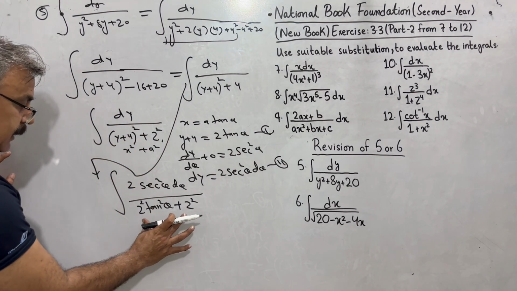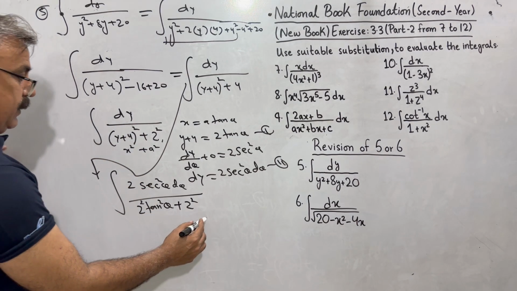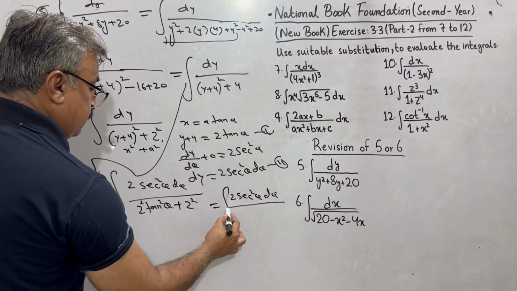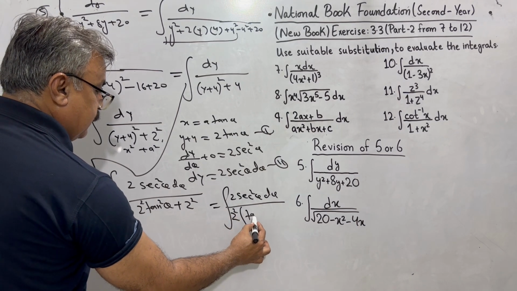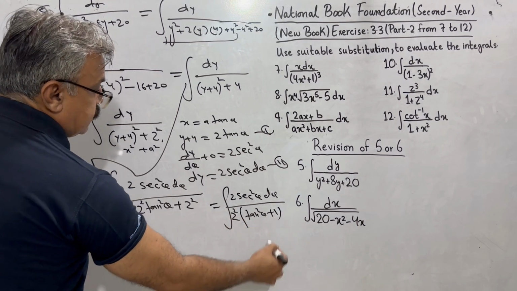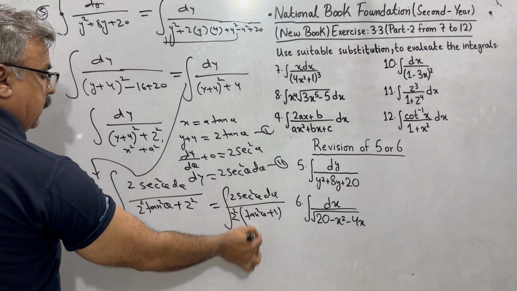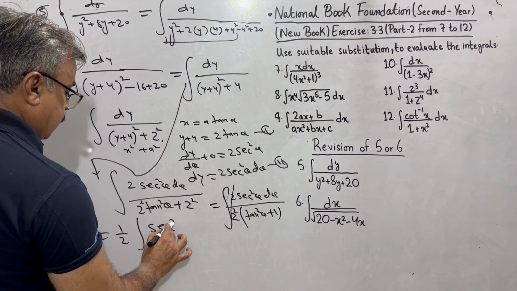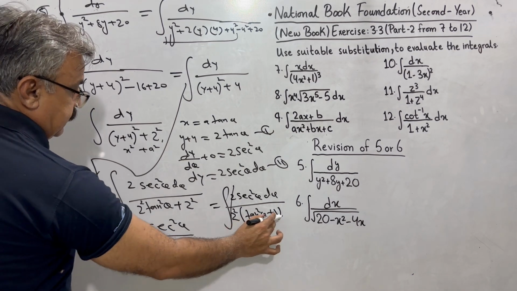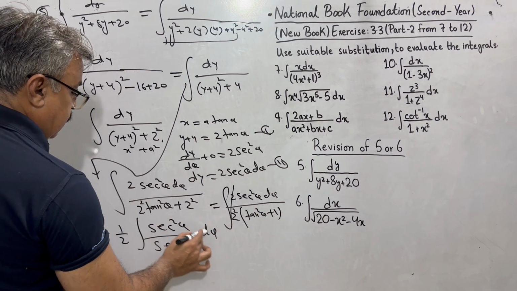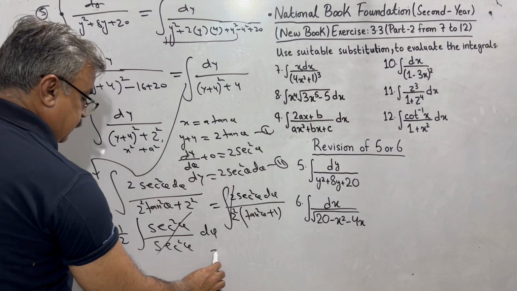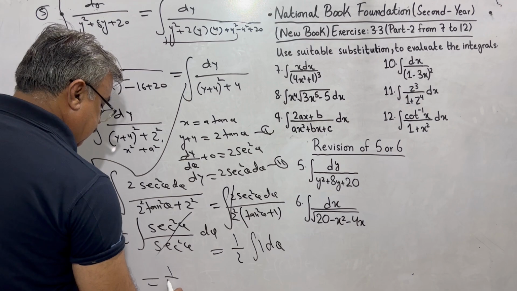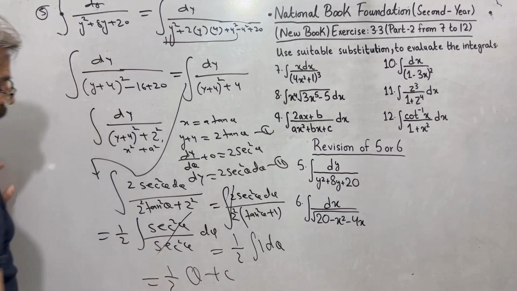Taking 2 square common from the denominator, we have 2 sec square theta d theta over 2 square times tan square plus 1. Tan square plus 1 is equal to sec square, so they are cancelled out. What remains? 1 over 2 integral of 1 d theta. Integration of 1 with respect to theta is theta.